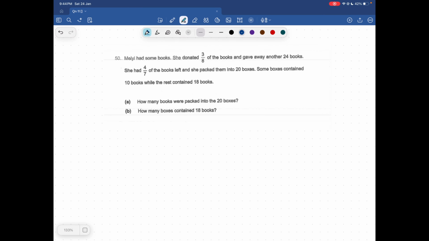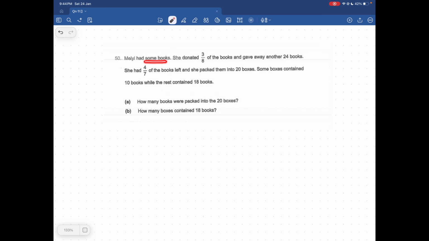Let's solve this question with me. May had some books. She donated 3/8 of the books and gave away another 24 books. So these two sentences have a lot of information. Let's unpack them slowly in a mathematical way.